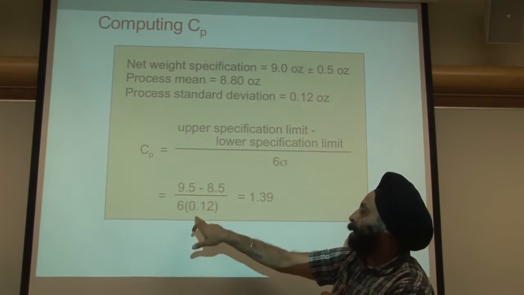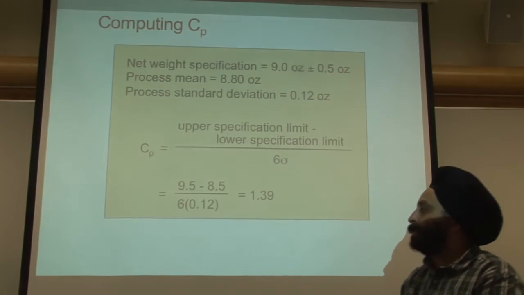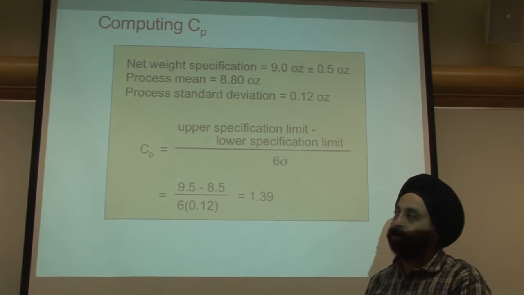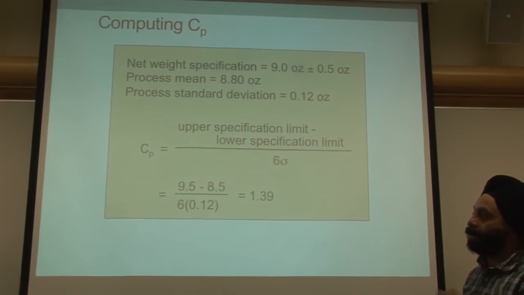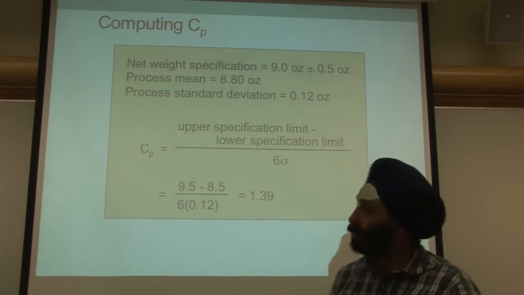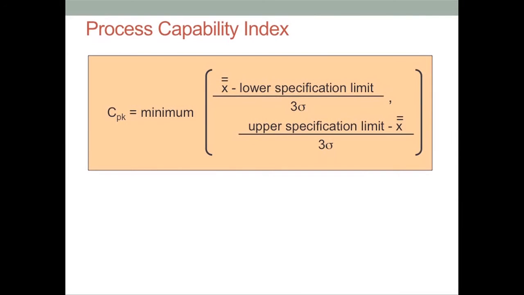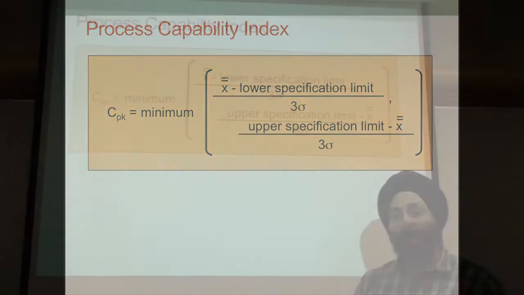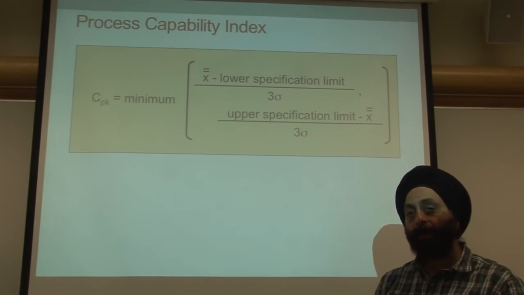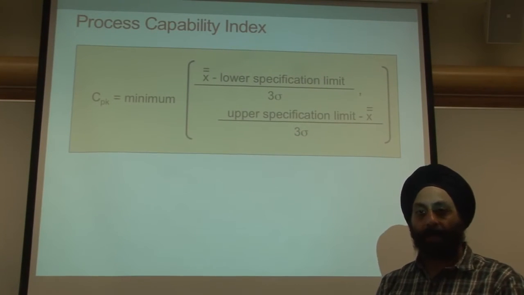So you have 10 divided by 0.72, which gives you 1.39. So if your CP is greater than 1, that gives you an in-control process. Now let's look at the second part, which is the process capability index. This comes into play any time the process is off center.